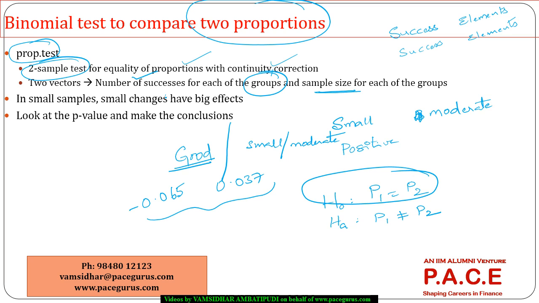So in small samples, even a small change will have big effects. So when I am making a conclusion whether the proportions are significantly different or not, we look at the p-values, and based on the p-values, we are making our conclusions, right?